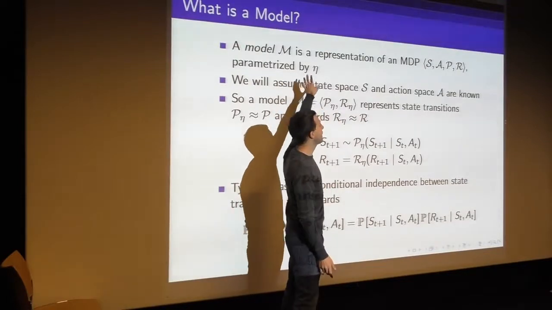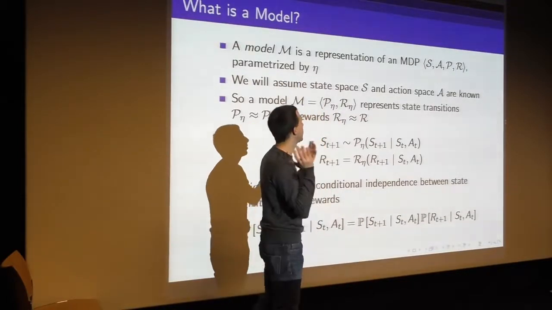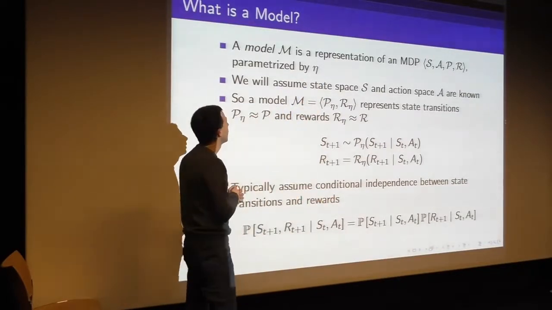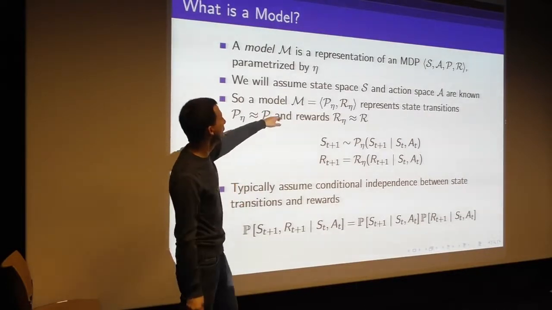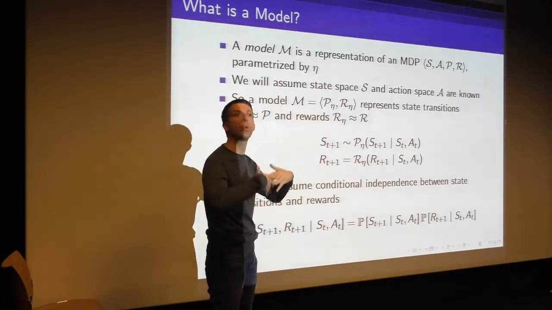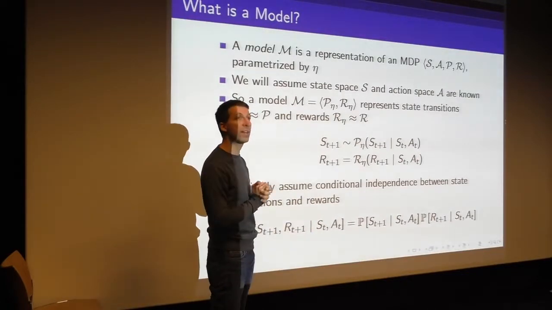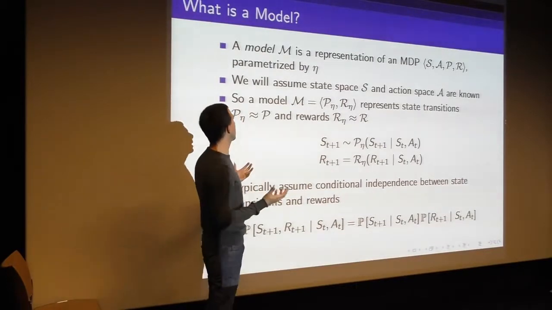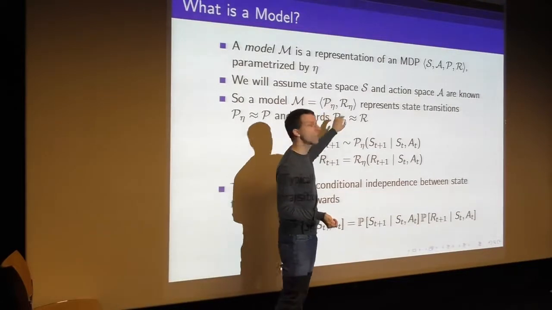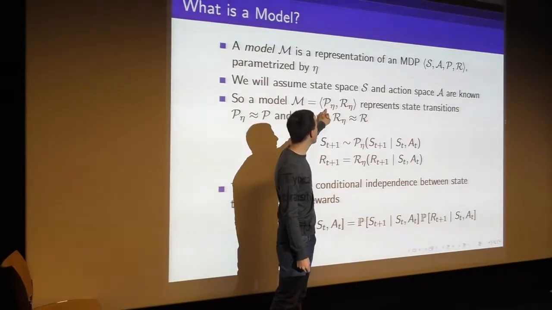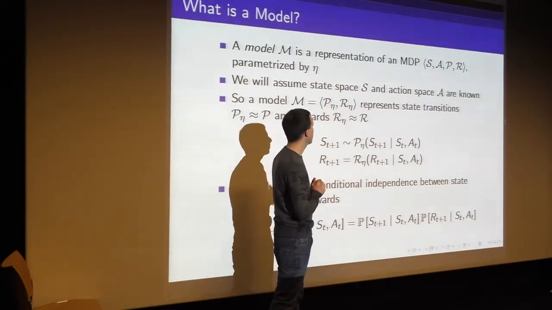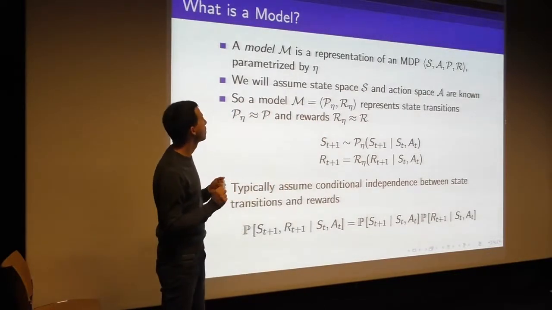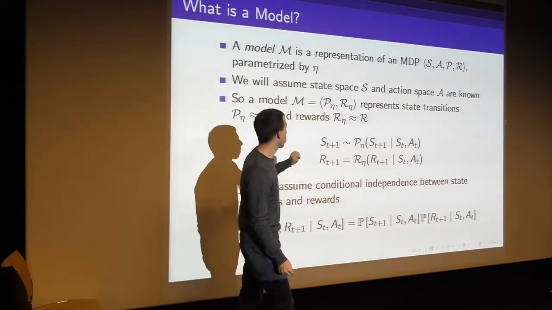We're going to parameterize this. Think of it as maybe a neural network that we're trying to learn with some parameters, and we'll use these parameters eta to represent our model. We're going to assume that our state space and action space are known. You can have more complicated versions of model-based reinforcement learning where you also try to learn the state space or the action space, but we'll do the simpler case. The model is basically the parts that we don't know that we're trying to estimate: the transition probabilities, like if I'm in some state, what's the probability that I'll move to some next state, and a reward function. These are parameterized by these parameters eta.